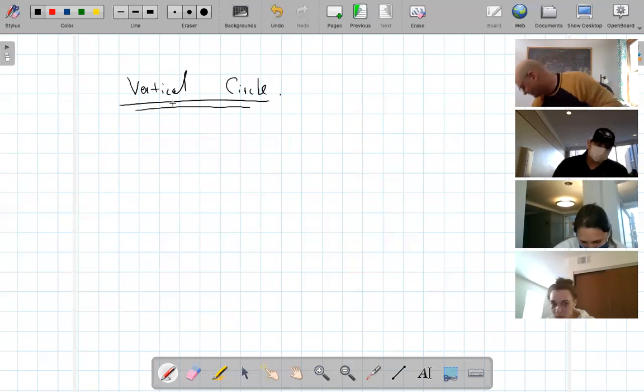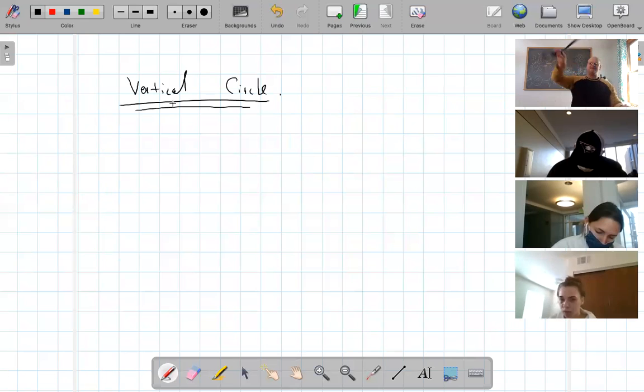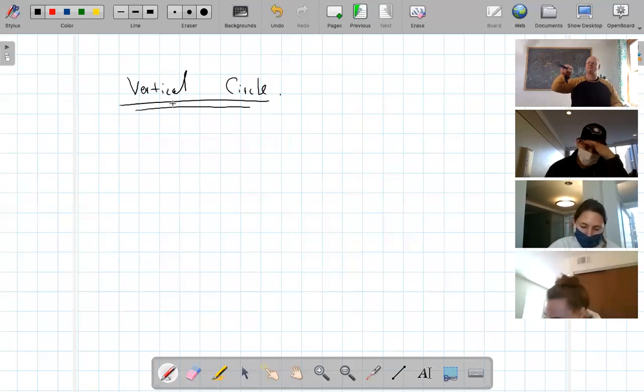So what's a vertical circle? A vertical circle is exactly what I was doing with my keys here. It's just something which is moving vertically. In this case, my keys are swinging in a vertical sense.